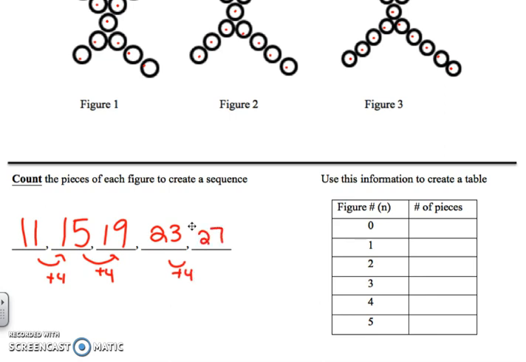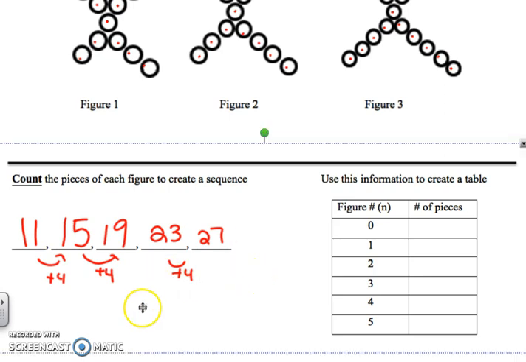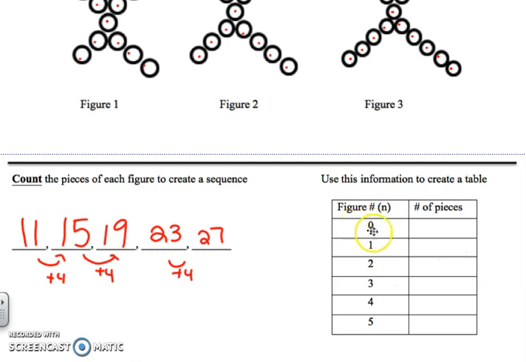Okay? So now let me take this information and put it into a table. So notice I don't know figure 0 yet, it's the one before it, but I do know figure 1 had 11. So make sure you don't write that in the first table yet. Okay, figure 2 had 15, 19, 23, and then 27.